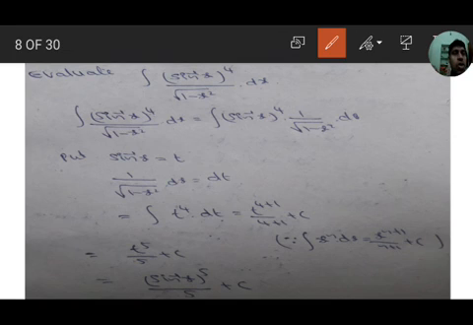We took the function equal to t, differentiate with respect to x, we get the dt value. Substituting the t value in the integral, we get t to the power of 4, its integration t to the power of 5 by 5, and again substituting the t value.